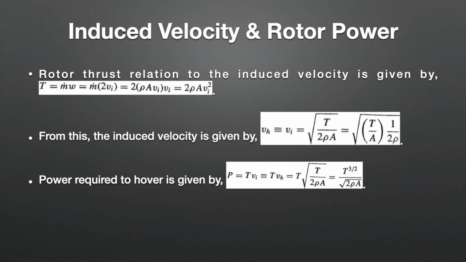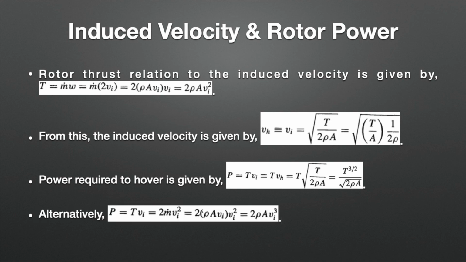This power is called ideal power, which is entirely induced in nature because the contribution of viscous effects has not been considered in the present level of analysis. And an alternate equation is P is equal to T Vi, that's equal to 2 m dot Vi square. Here m dot again you have to substitute, and you get the equation, that is equal to 2 rho A Vi cube. So this concludes the momentum theory analysis during hovering.